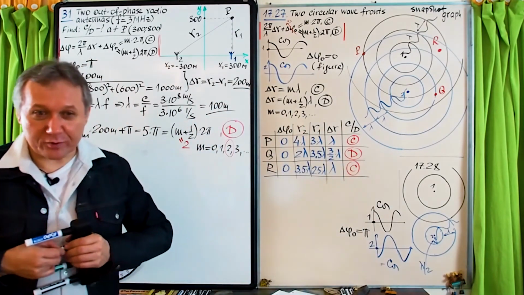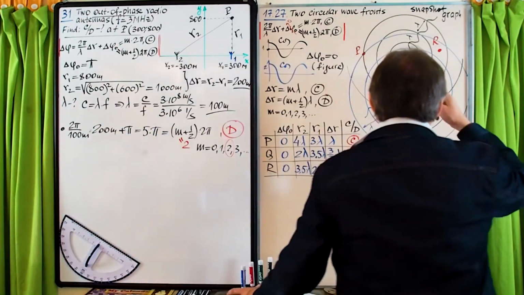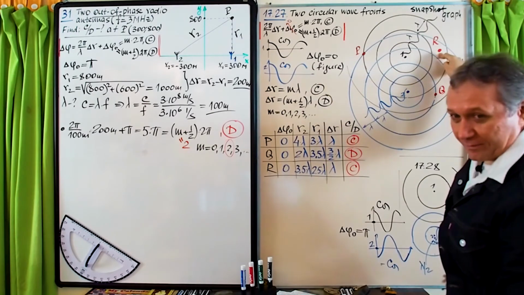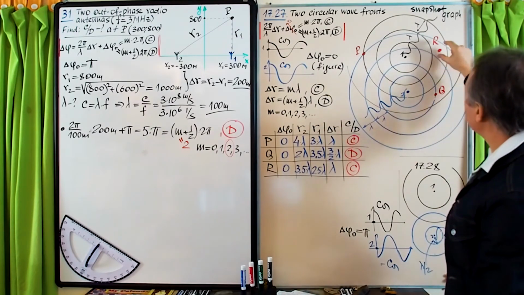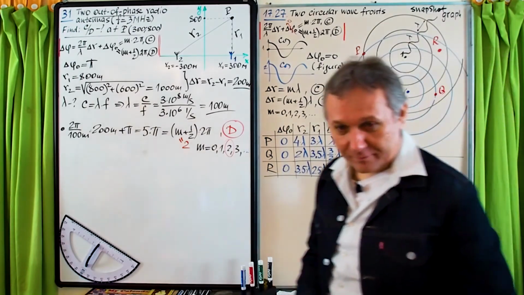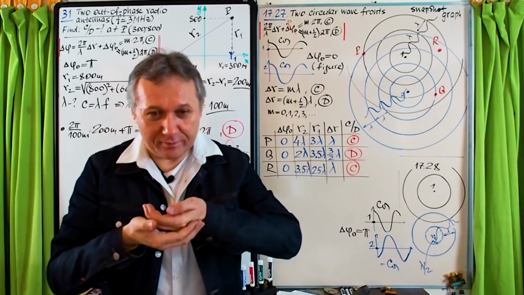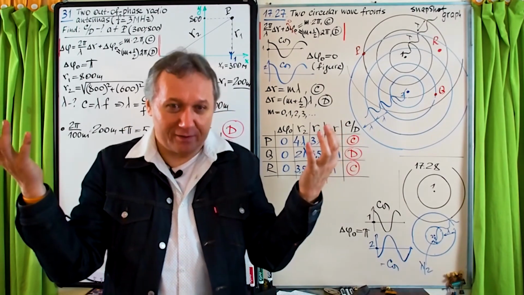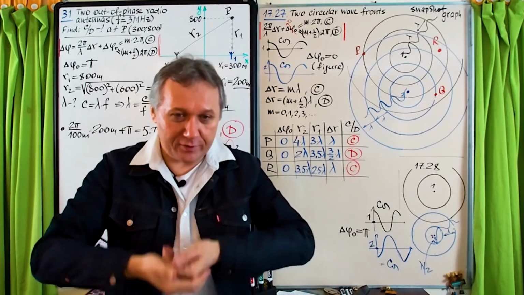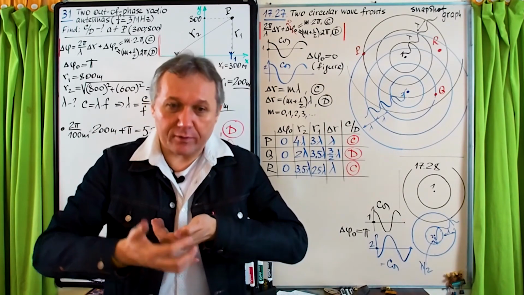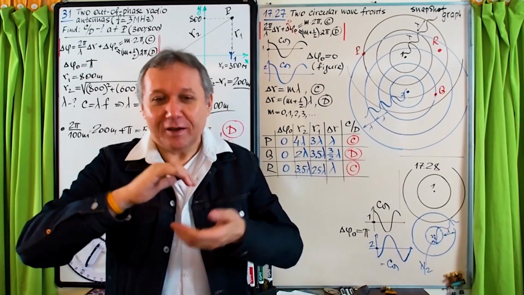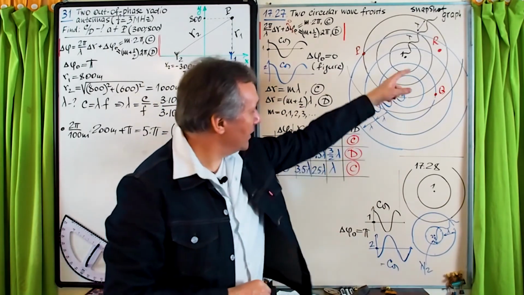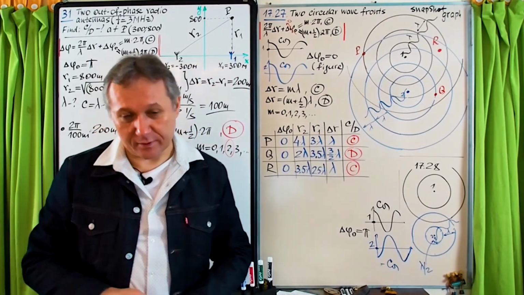In terms of crests and troughs, point R is in a black trough between lines, and also a blue trough. So trough over trough is again constructive interference. Trough over trough is like crest over crest, the same story. Of course, if you have crest over trough, it's destructive. But in our case, point R is at constructive interference.